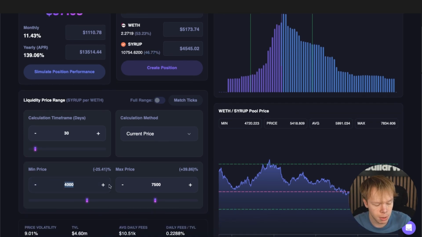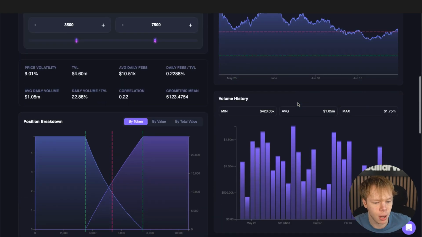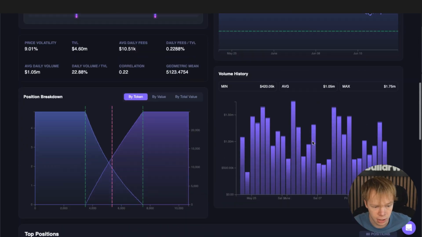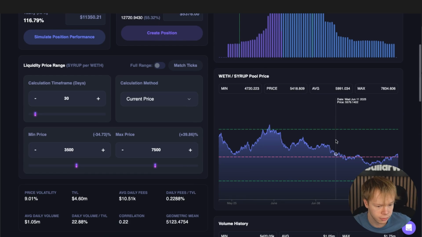We'd want to adjust this min price to maybe something along the lines of 3,500, and that's going to get us roughly 55% syrup and about 45% Ethereum. And that's a much more reasonable range. And ultimately, that's going to allow us to continue to collect on this consistent volume of about $1 million per day. But at the same exact time, make sure that we don't go out of range and we don't have a ton of divergence loss.